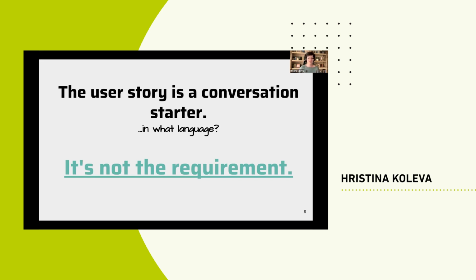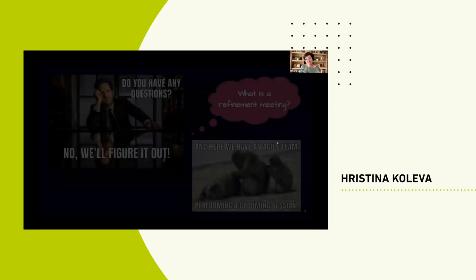We need to discuss. We need to challenge that sentence. We need to break it down. We need to tear it down. We need to understand, comprehend, and agree: is this really what you need to deliver, and how are we going to deliver it? It's not the requirement. So even though we're not good at writing user stories, we have a method to overcome this problem. And everyone turns to that method.